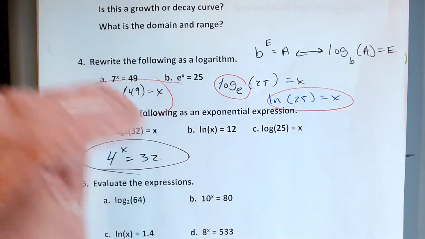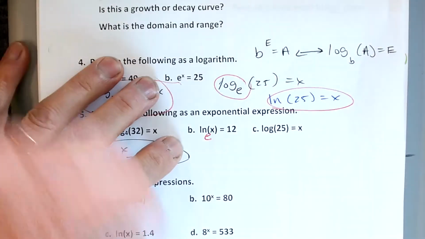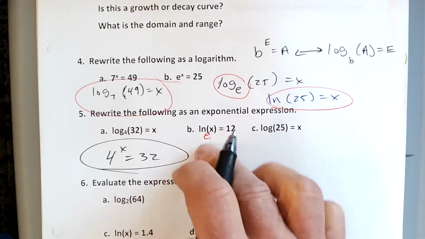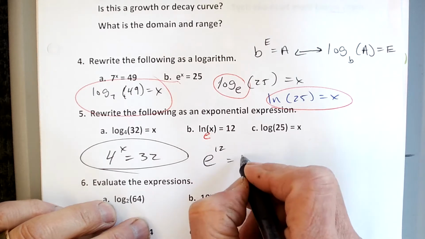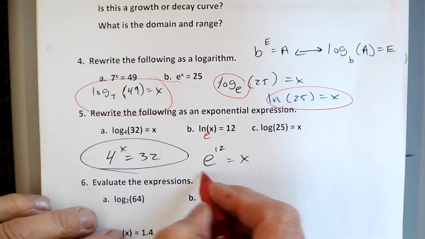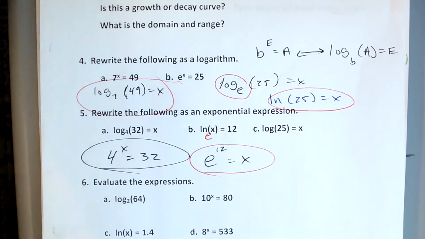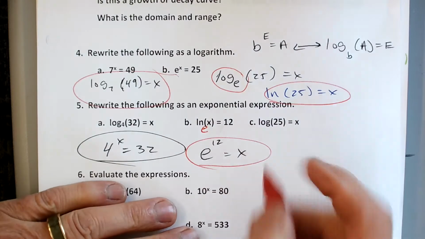B, it has an invisible base. Invisible base is e, right? Because it's natural log. So we're going to go e to the 12th power equals x, okay? And that's it, okay? E to the 12th power equals x. Done. Exponential form, okay?